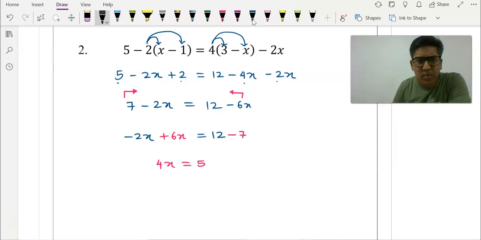Now to cancel 4, you will divide both sides by 4. Okay, so you'll get here x equal to 5 by 4. You can write the answer as a mixed number 1 1/4, or you can write it as a decimal 1.25.